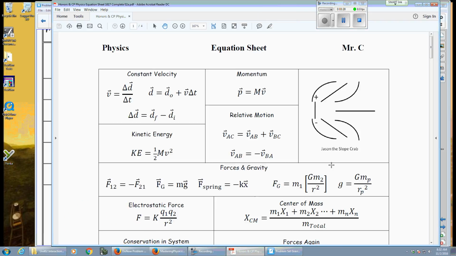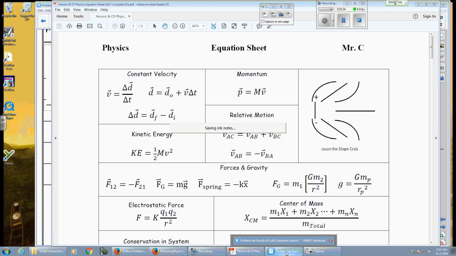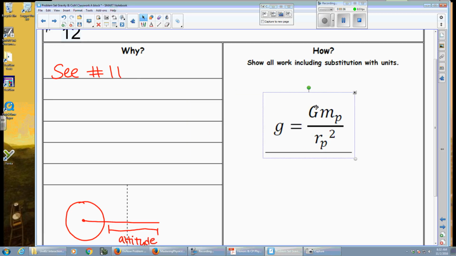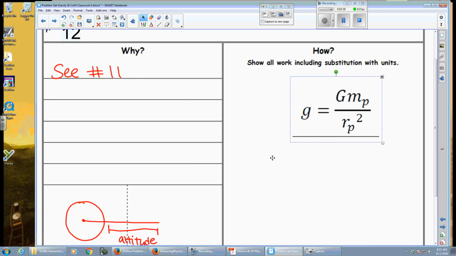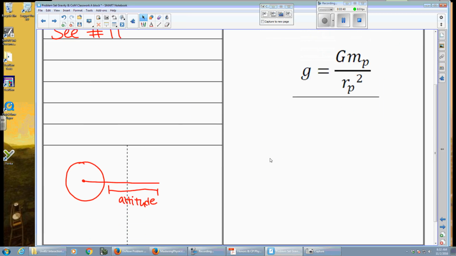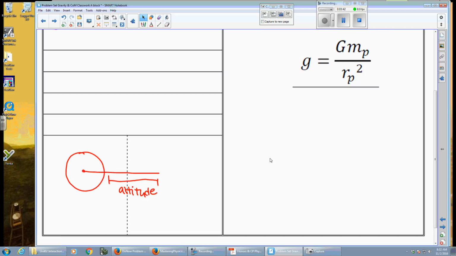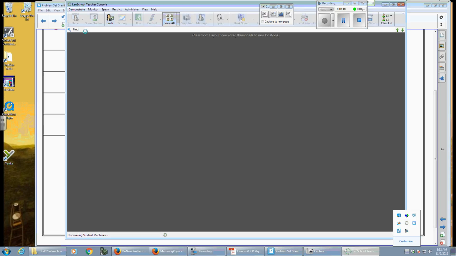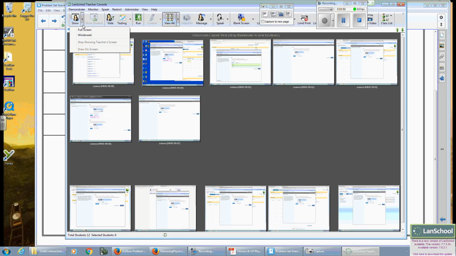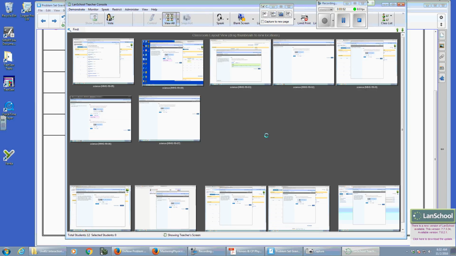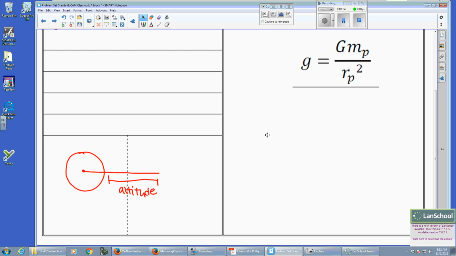So it asks about gravitational field strength. So my equation about gravitational field strength. Yep. Oh, sure, you got it. In all the little chaos there. Thank you for reminding me. Good.